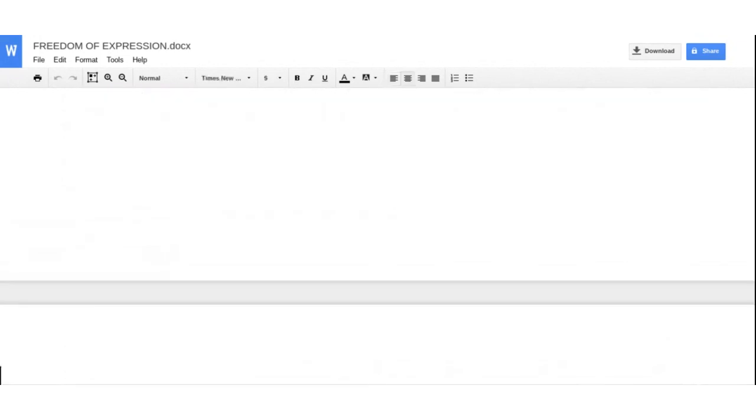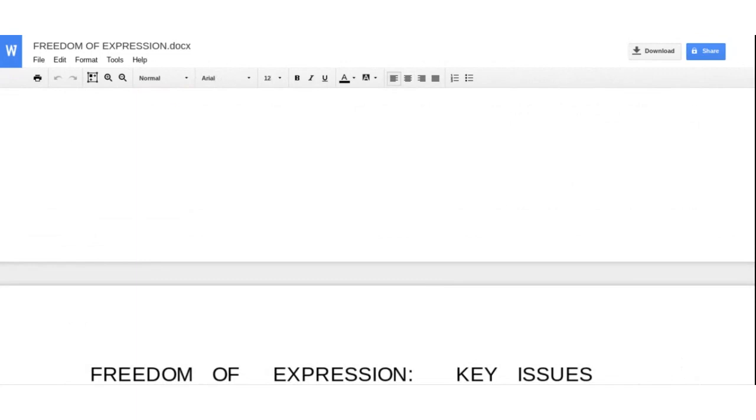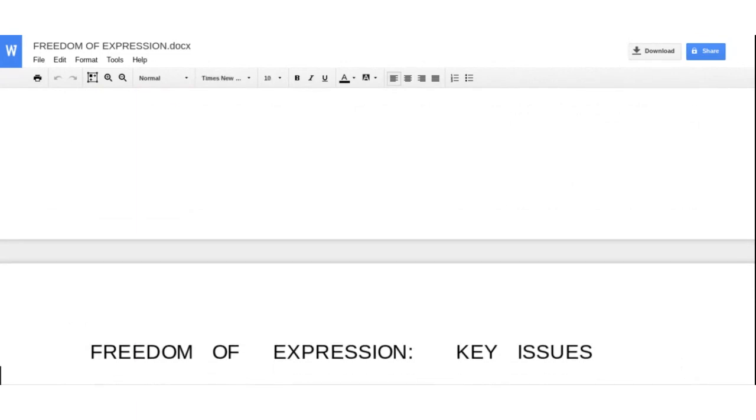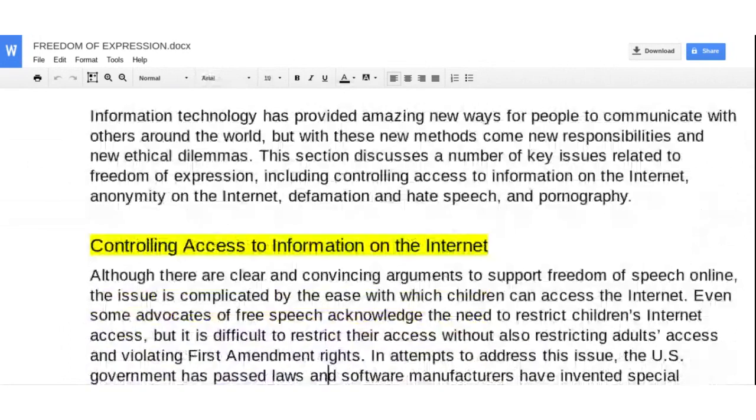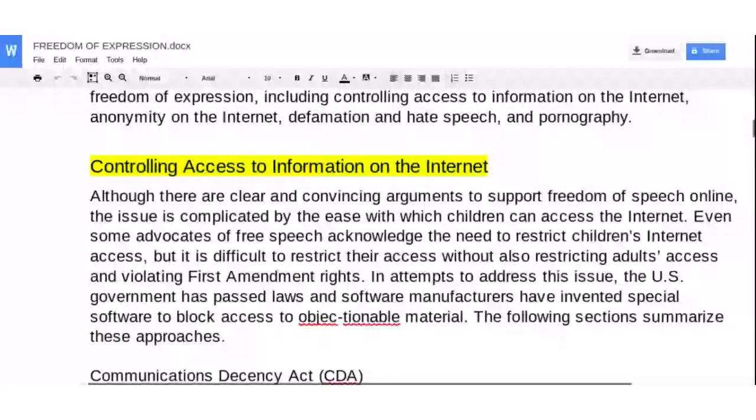Now, freedom of expression, key issues. Again, I don't intend to be detailed, I just highlight. Some of the key issues when it comes to freedom of expression include controlling access to information on the internet. Those issues raise a lot of debate.